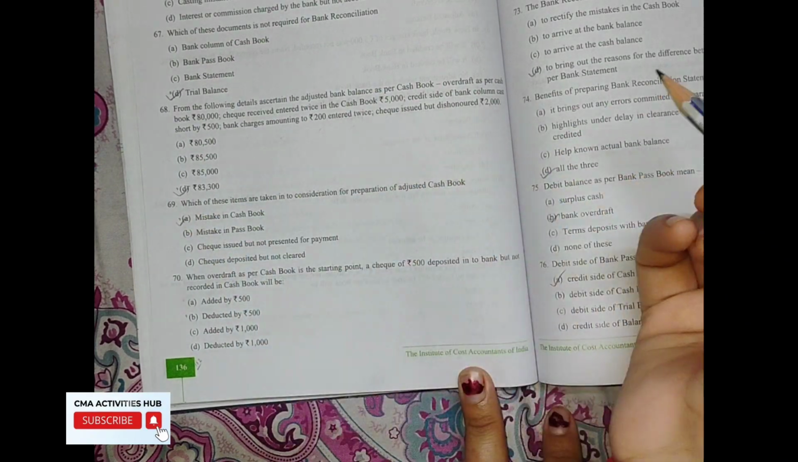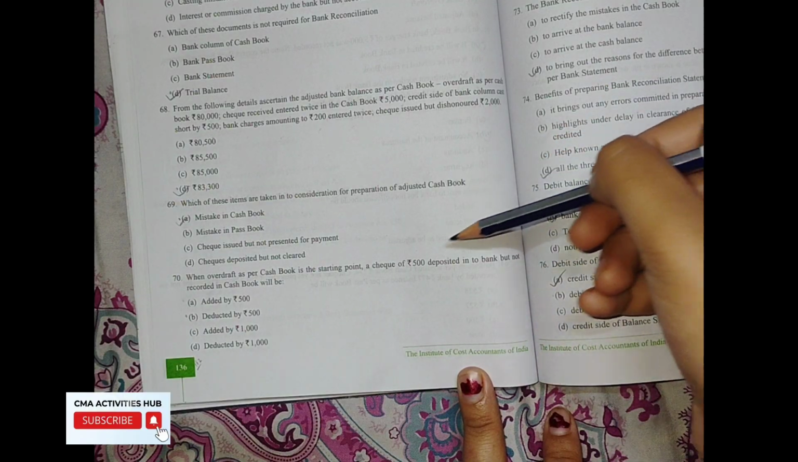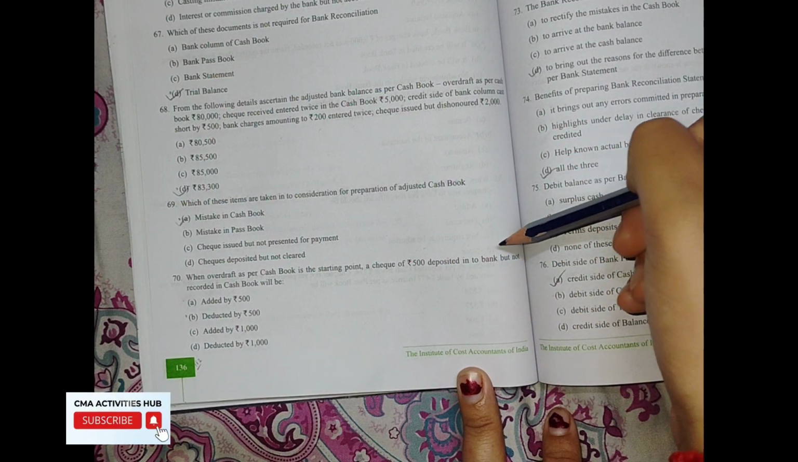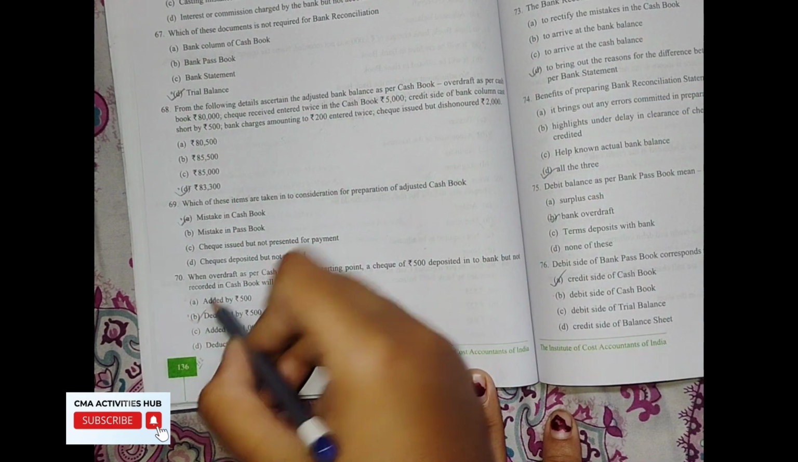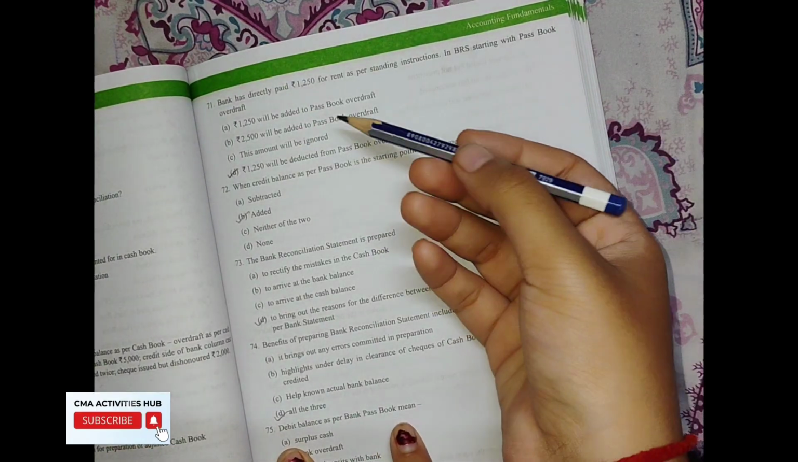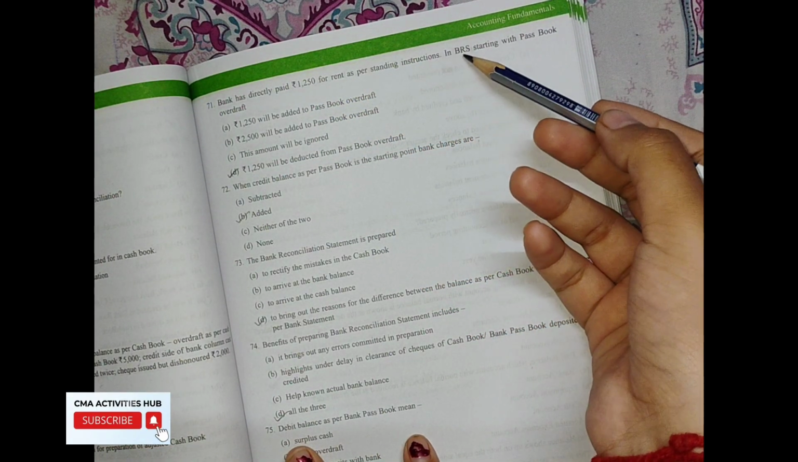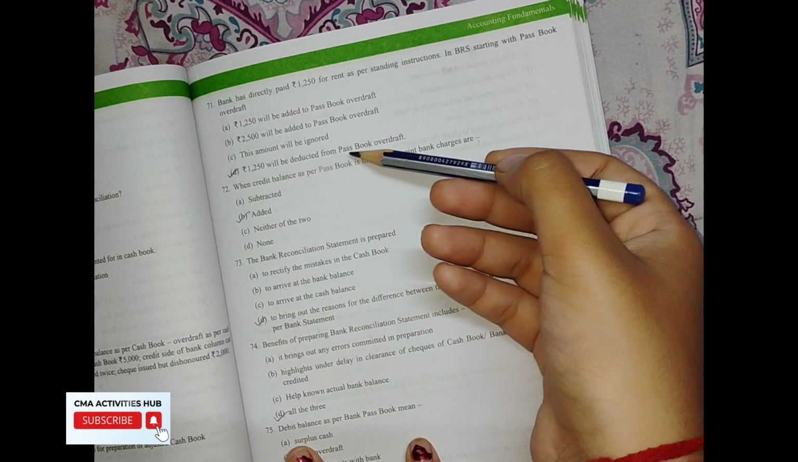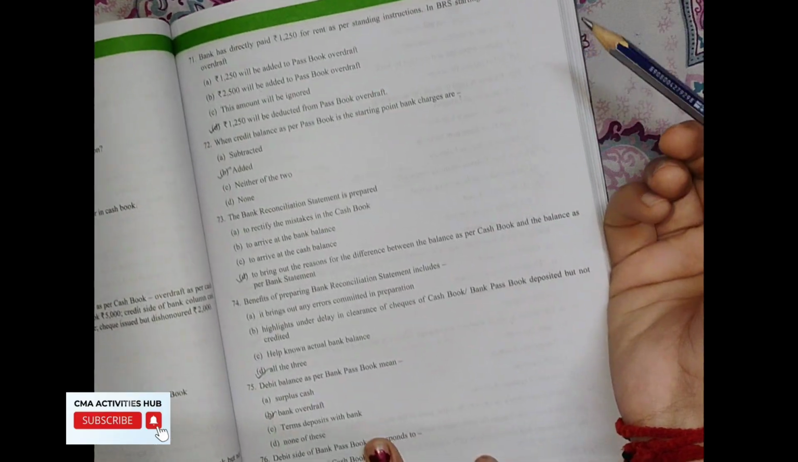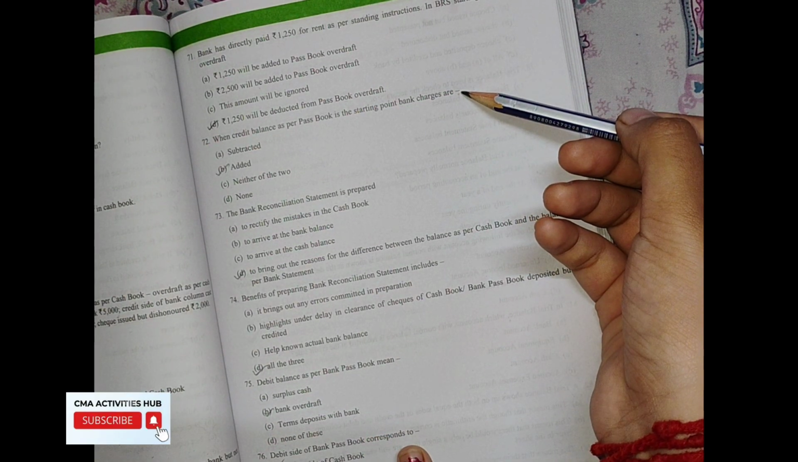Which of these items are taken into consideration for preparation of adjusted cash book? Mistake in cash book. Which overdraft as per cash book is the starting point? A check of rupees 500 deposited into bank but not recorded in cash book will be deducted by 500. Bank has directly paid 1,250 for rent as per standing instructions. In BRS, starting with passbook overdraft, 1,250 will be deducted from the passbook overdraft. When credit balance as per passbook is the starting point, bank charges are added.